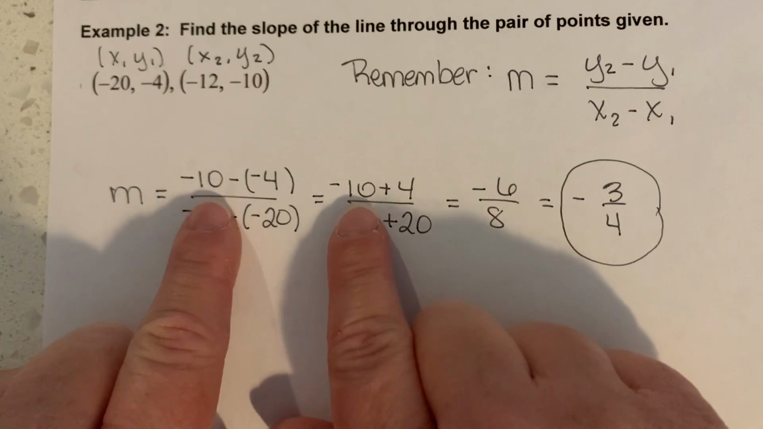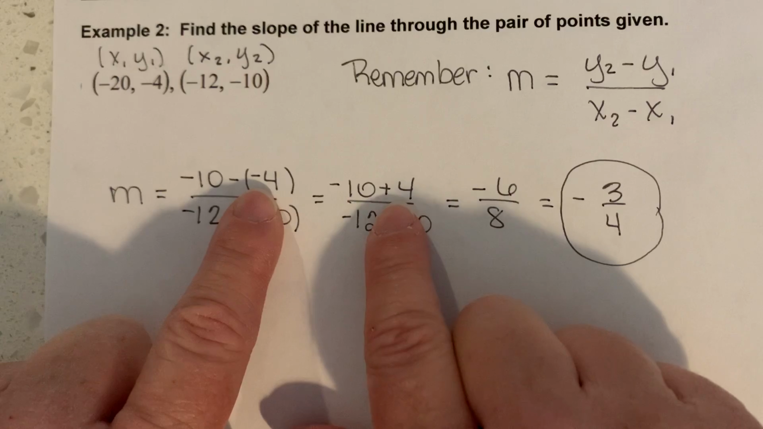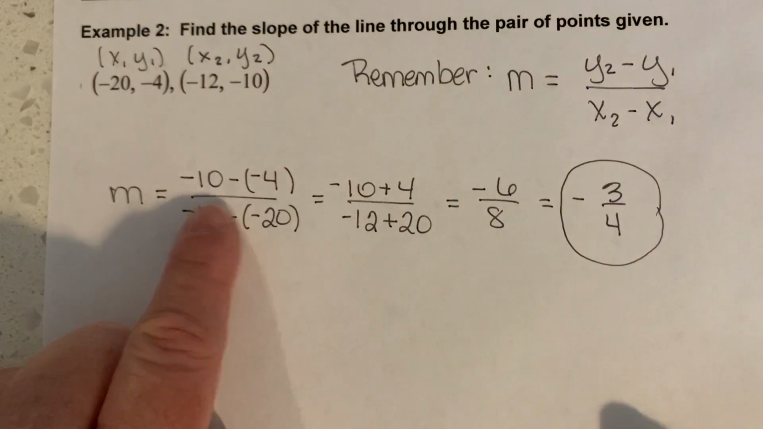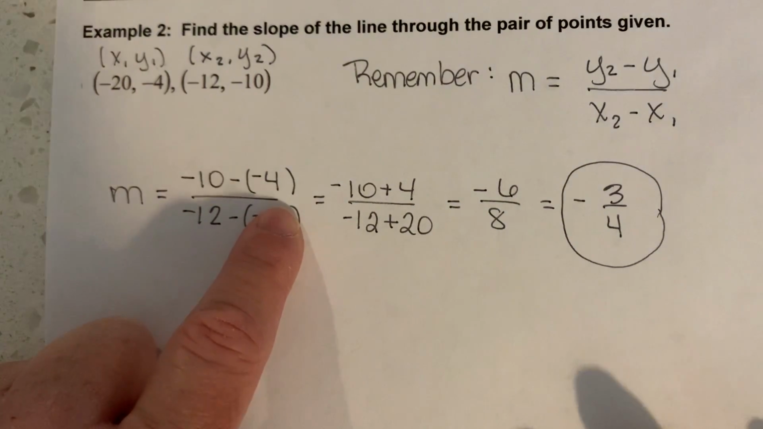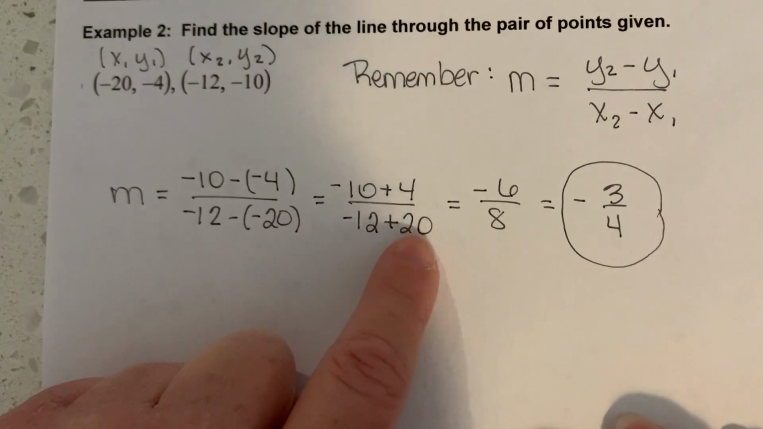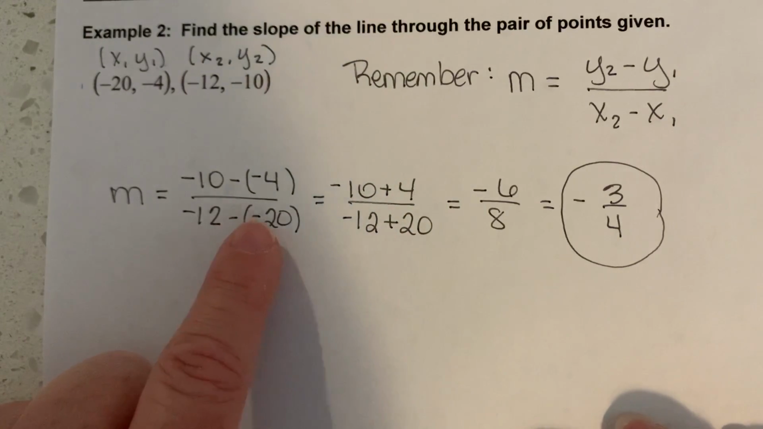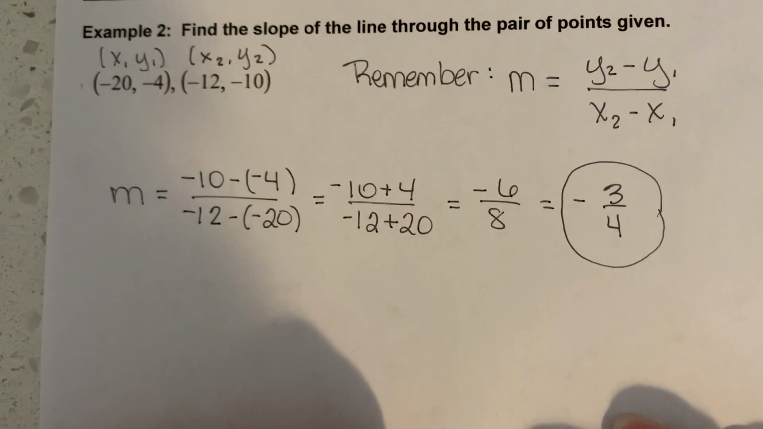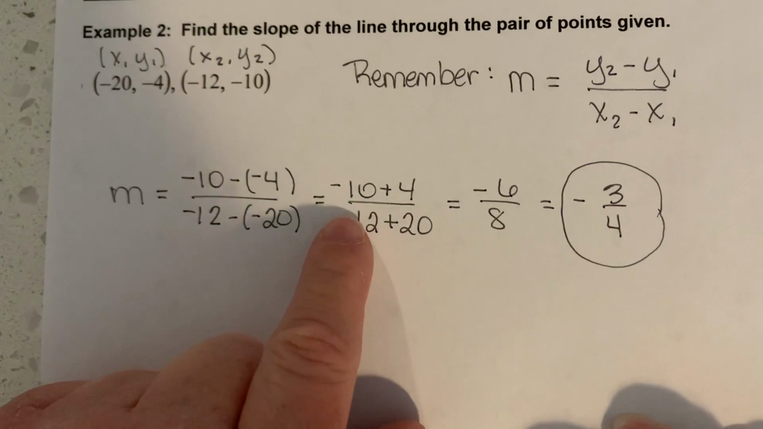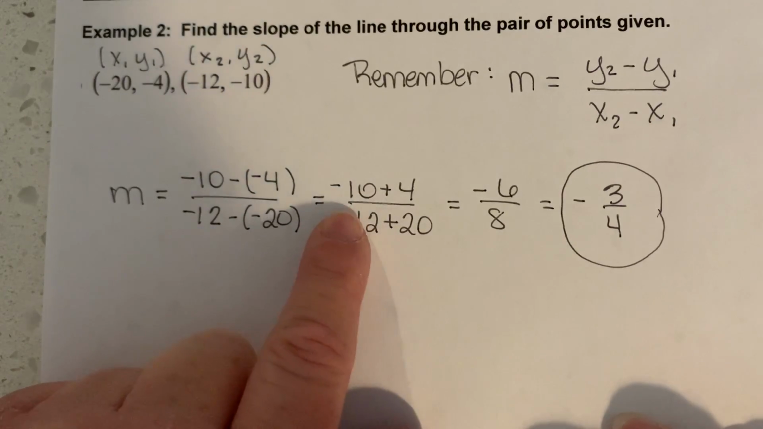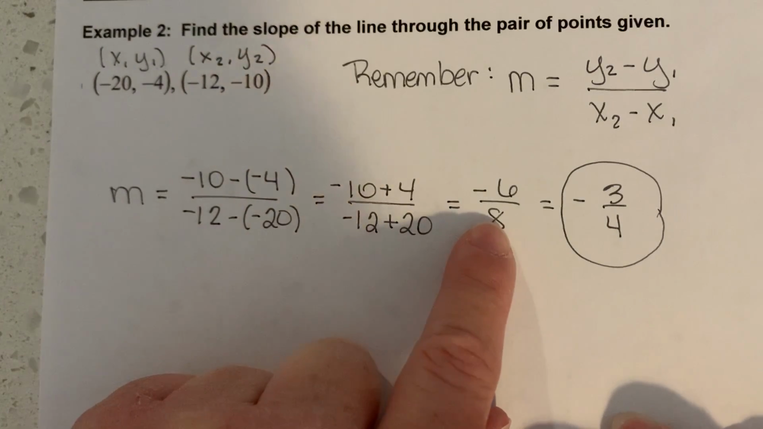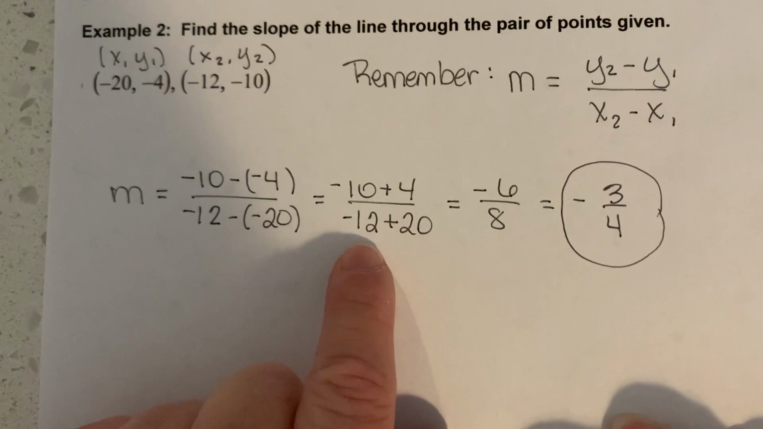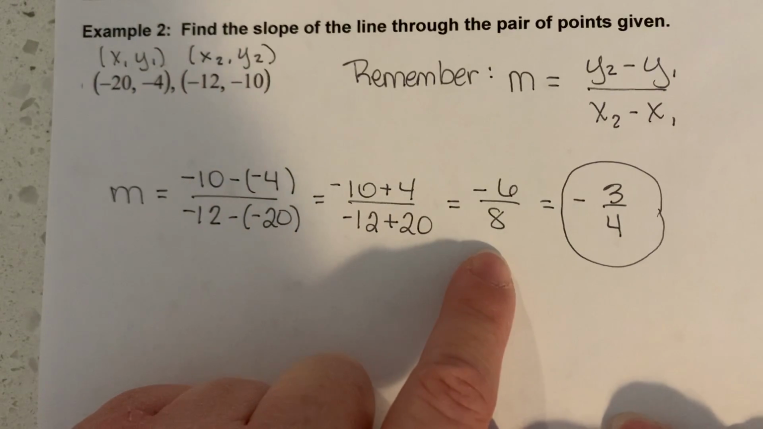So that's negative 10 minus a negative is the same as plus. So negative 10 minus negative 4 is the same as negative 10 plus 4. And again, on the bottom, minus a negative is the same as plus. So it becomes negative 12 plus 20. So negative 10 plus 4 is negative 6. And negative 12 plus 20 is positive 8.